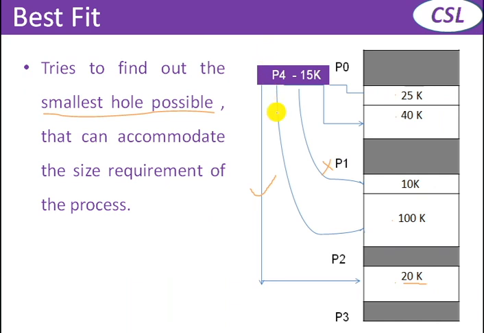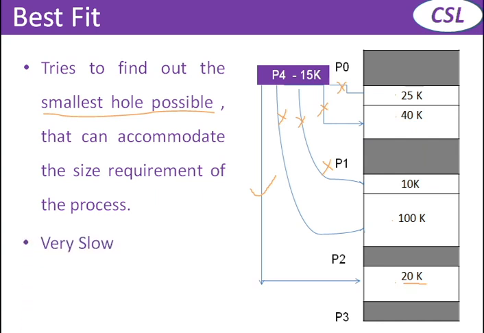So P4 is accommodated on this 20K partition. These are not suitable partitions. Okay. So here we need to find out the smallest hole possible. Among these, the smallest hole for the P4 process is 20K.